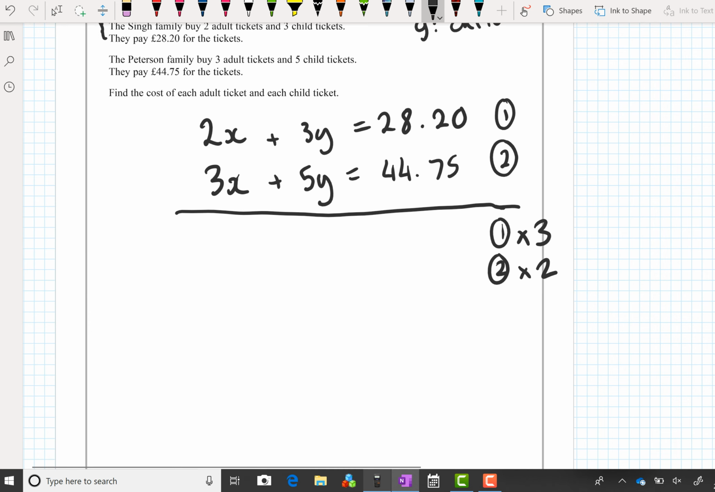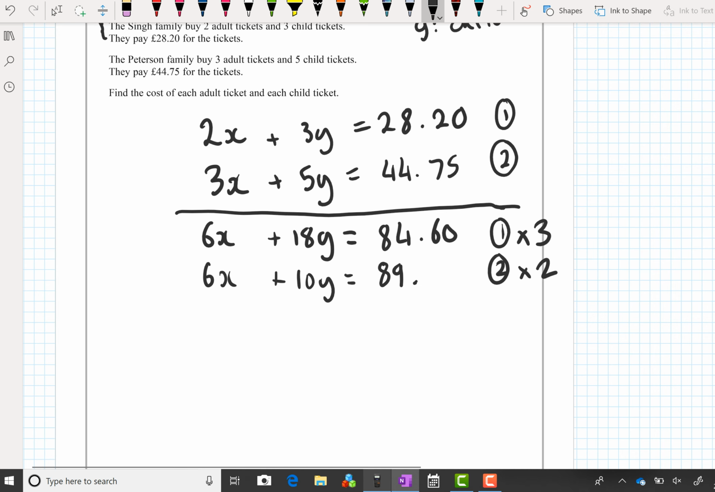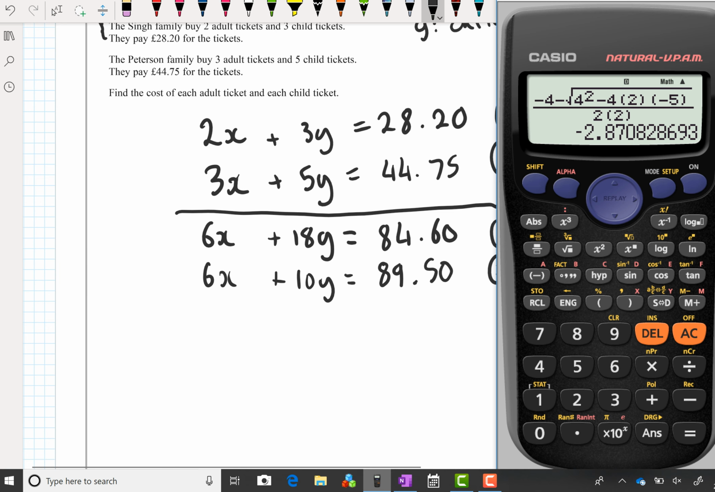Okay, so let's multiply the whole equation 1 by 3. 6x plus 18y. £28.20 times 3 is £84.60. Equation 2 multiplied by 2, so 3x multiplied by 2 is 6x, 5y multiplied by 2 is 10y, 44.75 multiplied by 2 is £89.50. Right, now I'm just double checking my calculations, it's getting late.